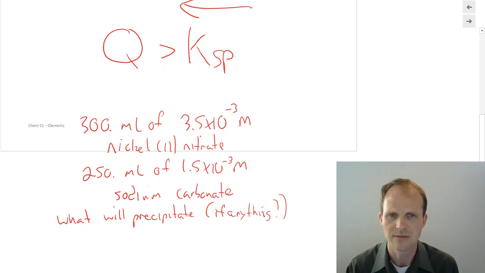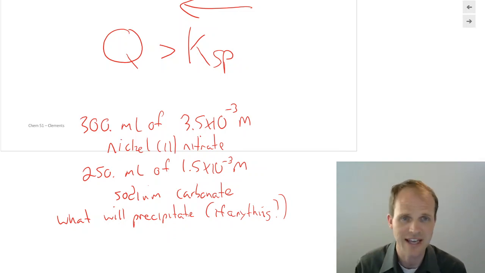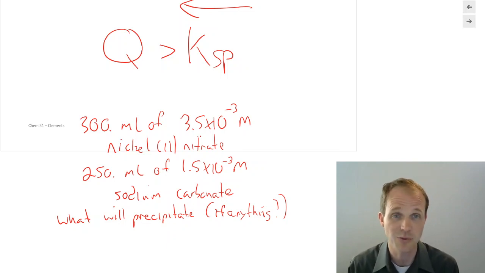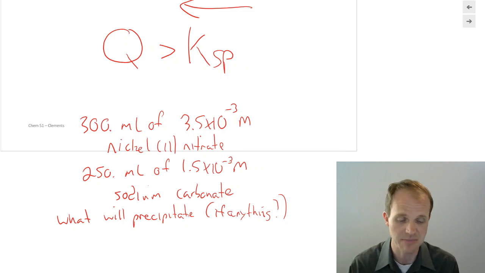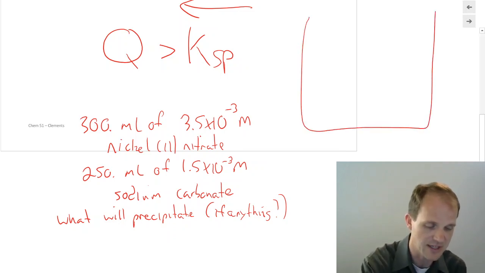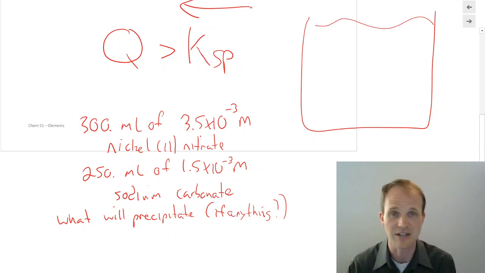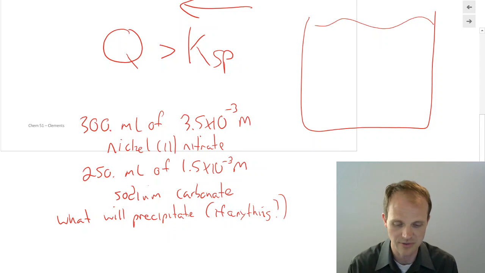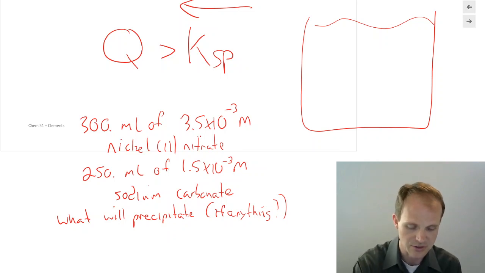How are we going to do that? Well, we've got to check whether Q is greater than KSP, but Q is greater than KSP for what? Well, we have to think about what's present in solution and what can possibly be made in order to know what Q's and KSP's to look at. So let's pretend and let's draw this out. For a lot of people, having the visual drawing of this is really, really useful. So nickel 2 nitrate, what's the formula of that? It's going to be Ni(NO3)2.